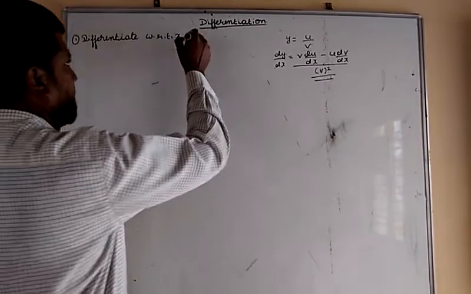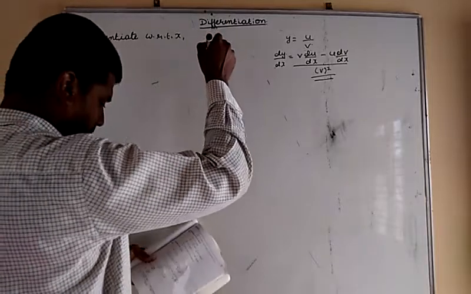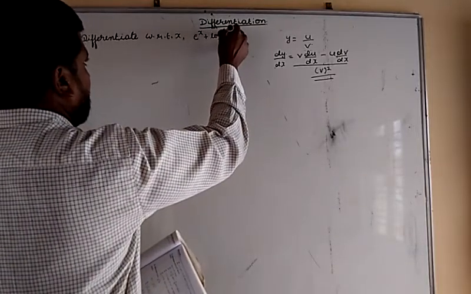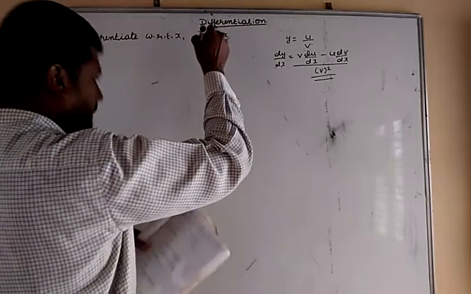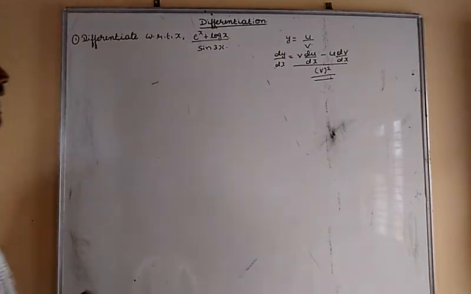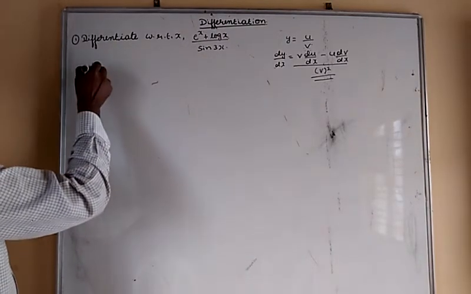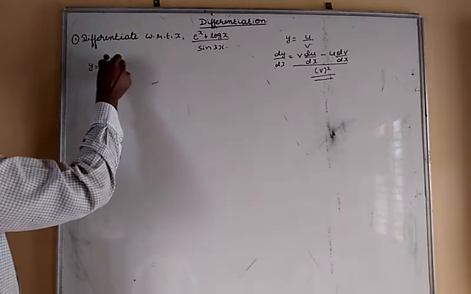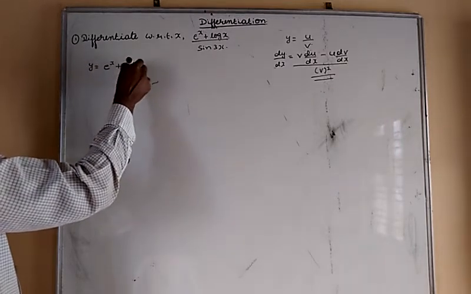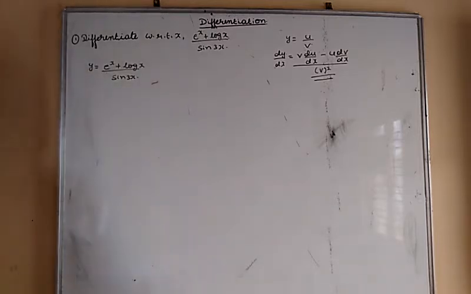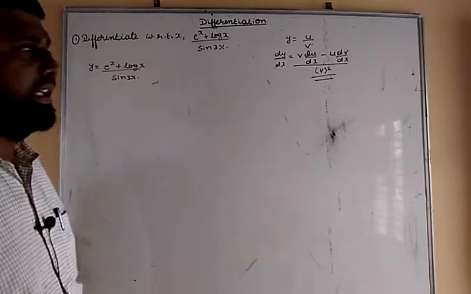Let us solve the next problem in the chain rule, quotient rule. e to the power of x plus log x by sine 3x. Okay, so let us take the function. What is your function? y is equal to e to the power of x plus log x by sine 3x is the function here. Okay, so it is in the form of fractions. The given function is in fractions.